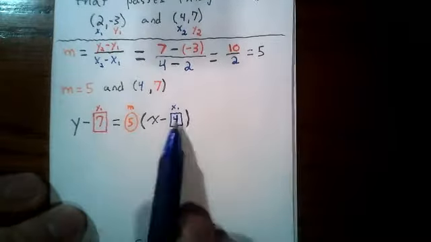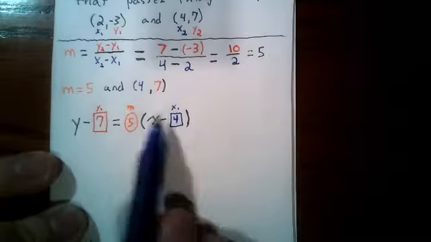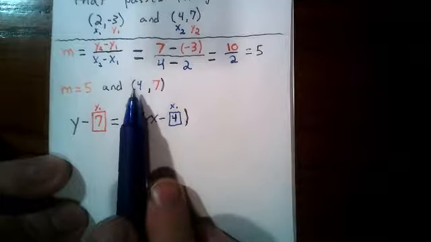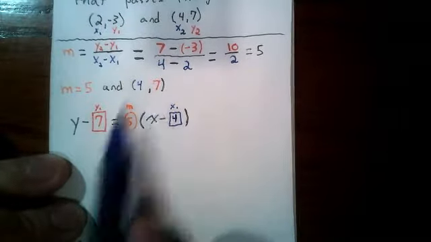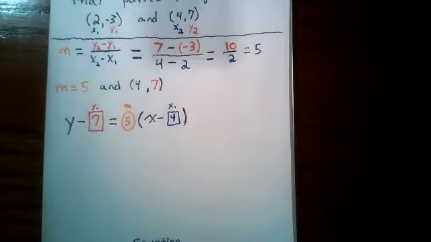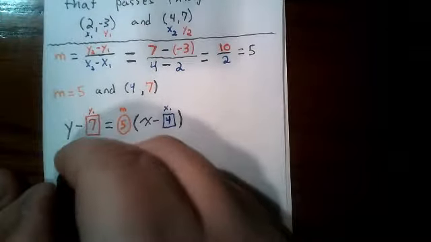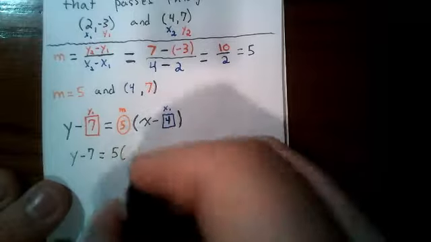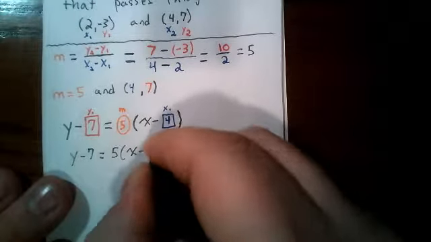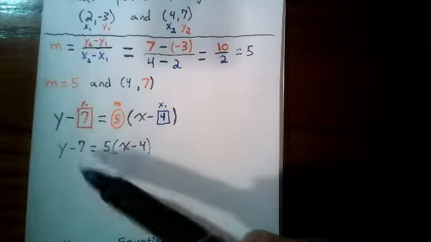Common mistakes are when students flip-flop the 4 and the 7. Okay, so just be careful of that. It's kind of backwards thinking because in your point, 4 comes before 7, and in your equation, the 7 goes before the 4. So it's kind of backwards, and I think that messes people up. And now what we're going to do is rewrite it without the boxes. y minus 7 equals 5 times x minus 4. And there's my equation written in point-slope form.